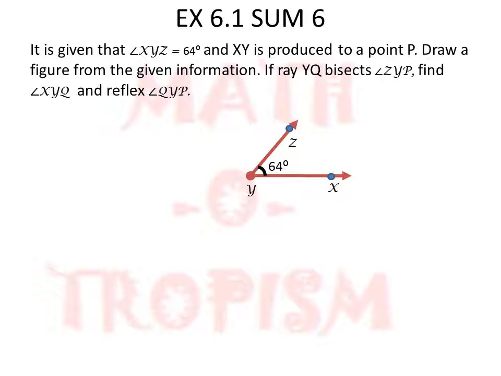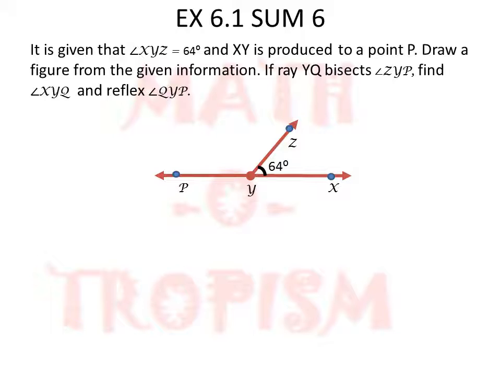What does it mean? It means we are going to extend the line XY beyond the point Y to a point P. So we will extend it and put a point P on the other side, opposite side of X. We have drawn.